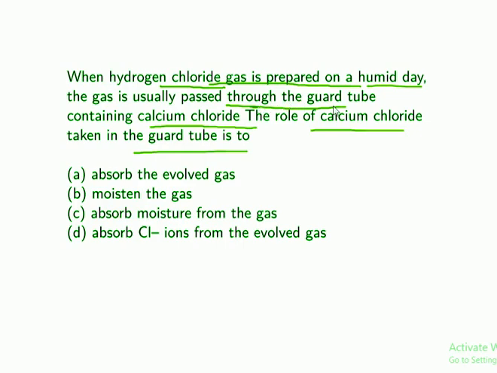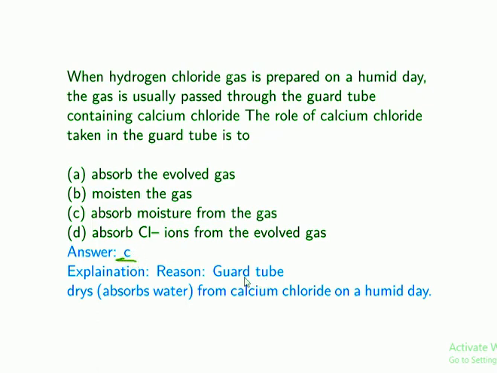The gas is passed through the guard tube containing calcium chloride. So which gas? HCl, that is nothing but hydrogen chloride, is going to pass through this calcium chloride. What is the role of calcium chloride, they are asking. The role of calcium chloride in the guard tube is to absorb moisture from the gas on a humid day. So your answer will be C, because the guard tube absorbs water on a humid day.